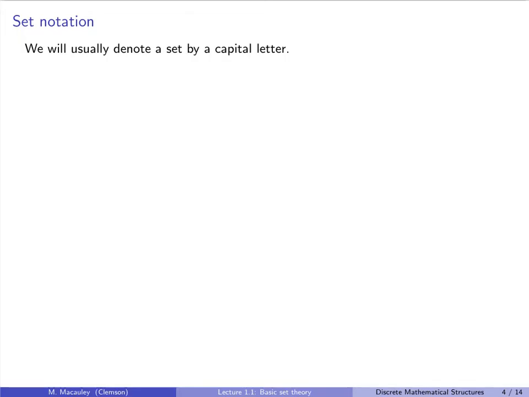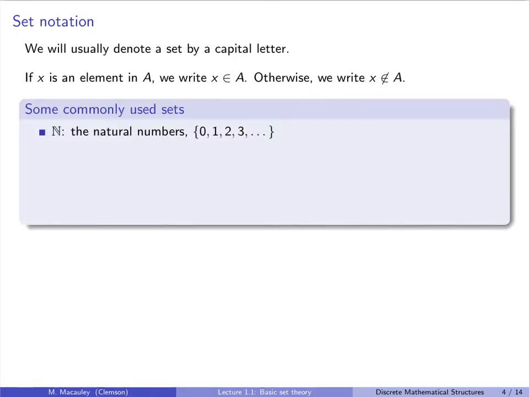Okay, so let's talk about some notation and some examples. So we will usually denote a set by a capital letter like A or B or S. Now, if x is an element of A, we will use this notation. We will write this symbol, which means is in, so x is in A, or is an element of A. Otherwise, we will write the in symbol with a line through it, like this. So x is not in A. Now this in symbol looks a lot like an epsilon in the Greek alphabet, but it's a little bit different.